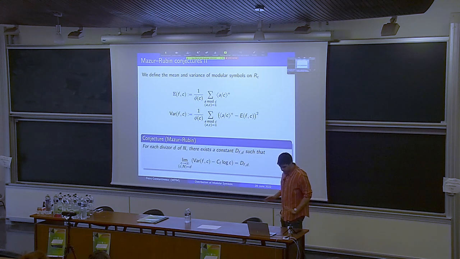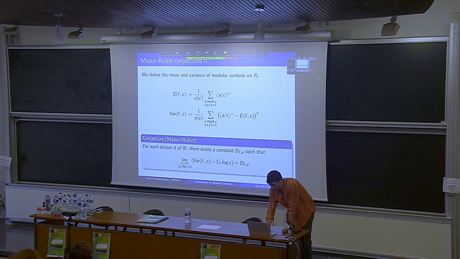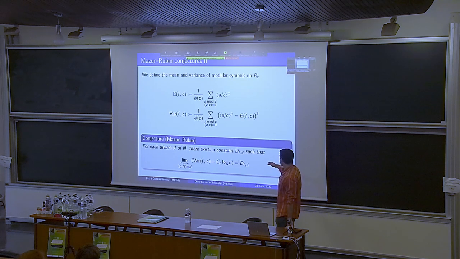And their conjecture is that the variance will behave like a constant times log C, that's the main term, and then plus a constant. And the constant will depend on what is the greatest common divisor between the level N and C. So in other words, if you think on a logarithmic scale, they will all behave as some lines which have the same slope, but they will have different shifts depending on how C behaves in terms of the level.